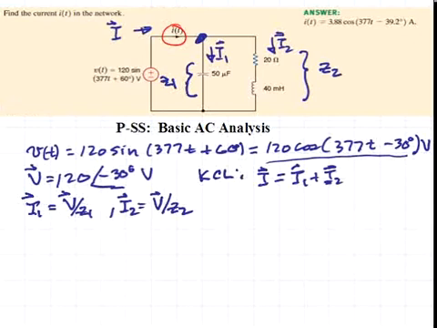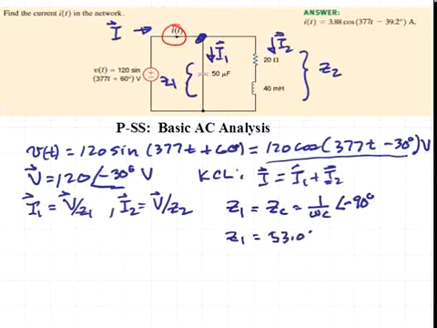Now we have to calculate these impedances. Z1 is equal to ZC, the capacitive impedance, which is equal to 1 over omega C at an angle of minus 90 degrees. Z sub 1 is equal to 53.05 at an angle of minus 90 degrees.